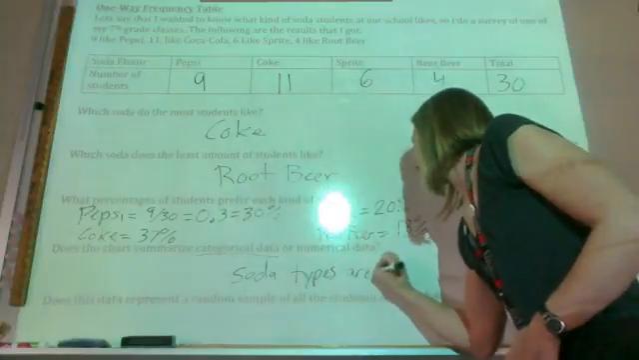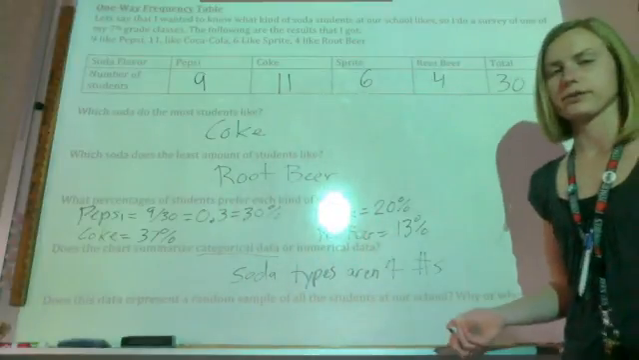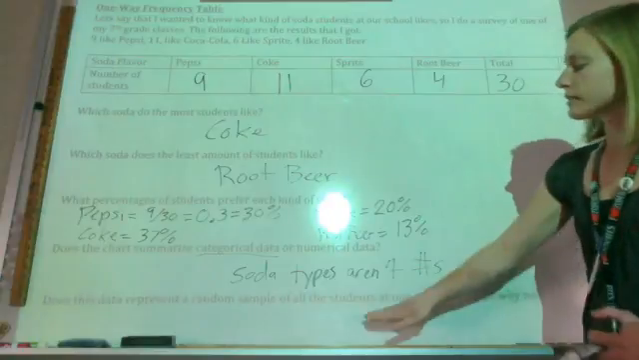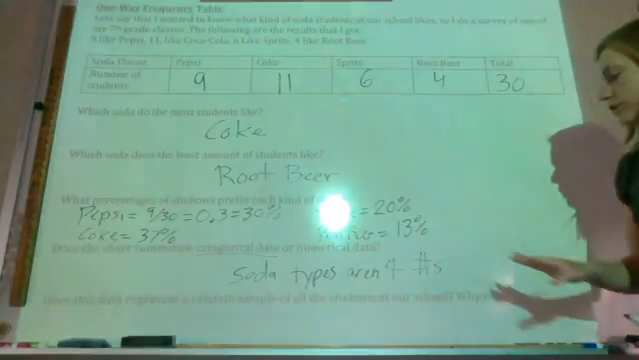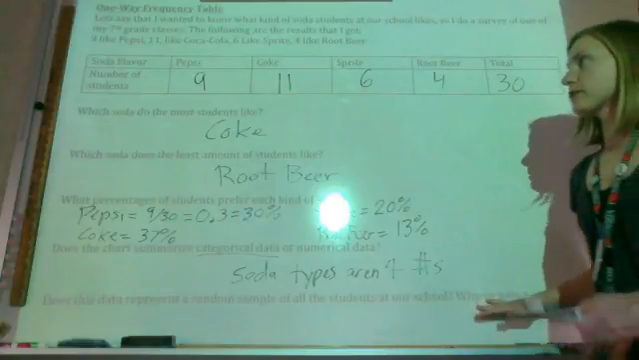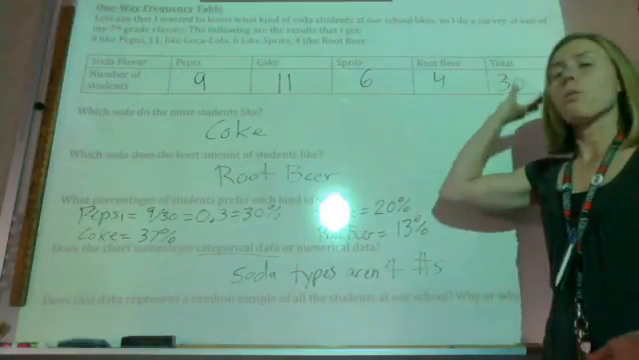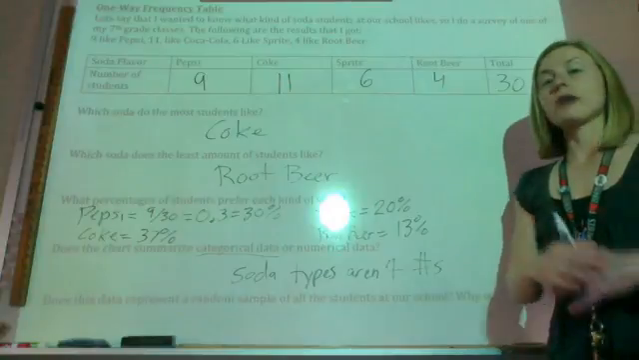Because soda types aren't numbers. So this is categorical data. This last question says, does this data represent a random sample of all the students at our school? Why or why not? So basically, do we think this one class of 7th graders represents our whole school?